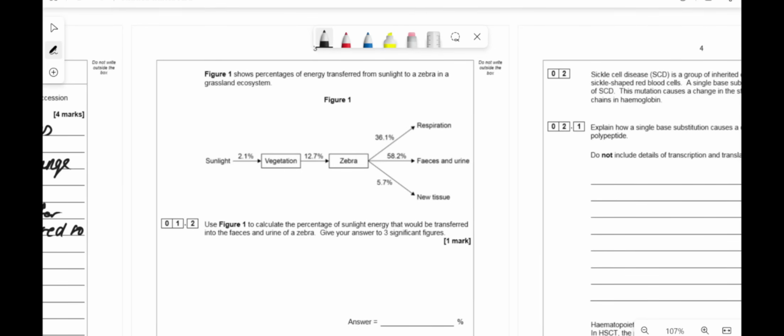Figure one shows the percentages of energy transferred from sunlight to a zebra in a grassland ecosystem. So we've got sunlight, 2.1% of the sunlight goes to vegetation, 12.7% of the vegetation goes to zebra, and then the zebra uses 36.1% of it on respiration, 58.2% of it on feces and urine, and then 5.7% on new tissue. Use figure one to calculate the percentage of sunlight energy that would have been transferred into the feces and urine of a zebra, sorry. Give your answer to three significant figures.